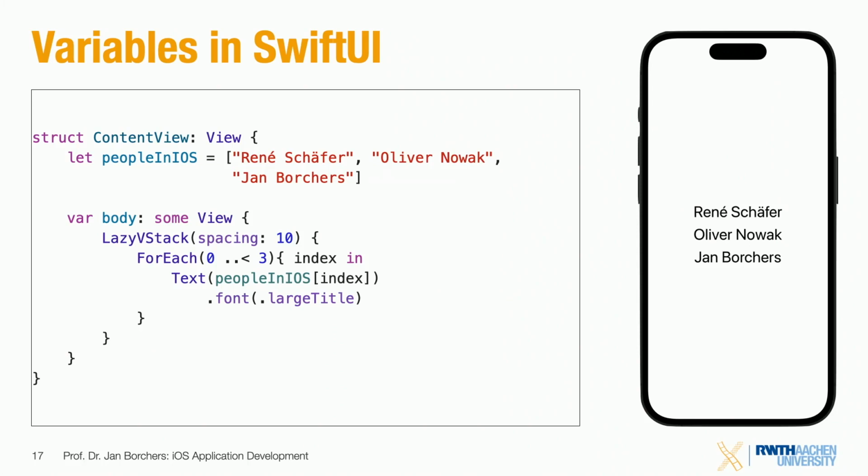For now, let's take a look at how we can handle things like, for example, a number of things to put in a list. So here we have a let constant, a couple of names in an array, and our stack here just fills in text items with each of these people. So it steps through the array we have up there with a ForEach loop and creates an index variable that lets me then access each individual item in the list.